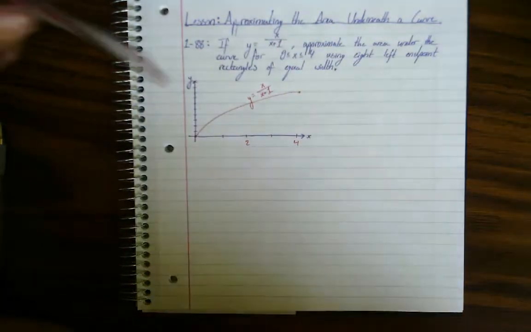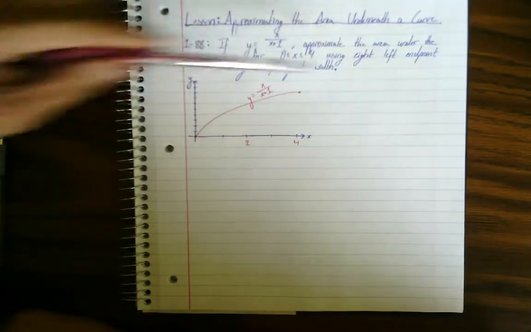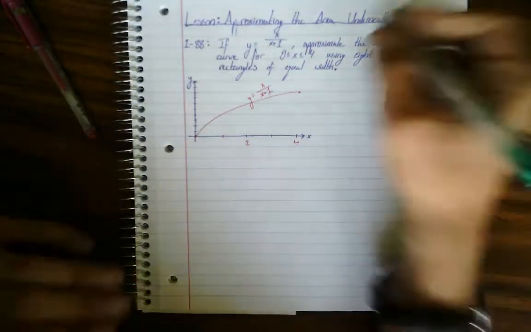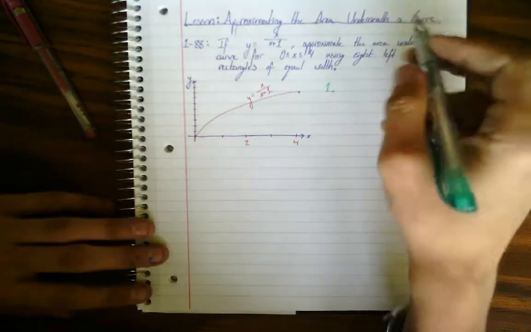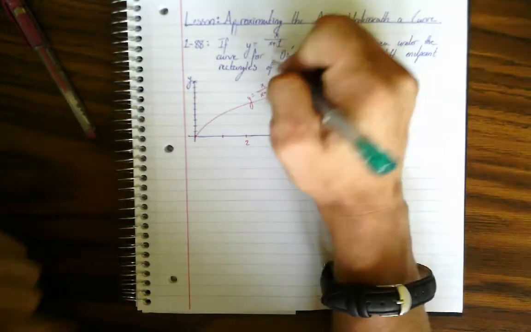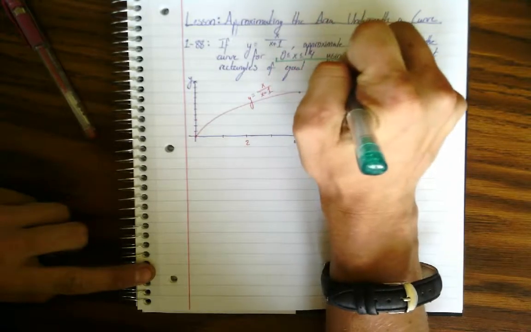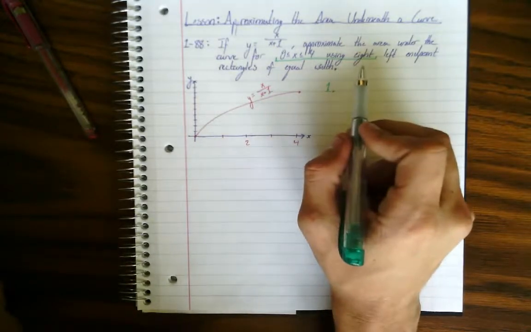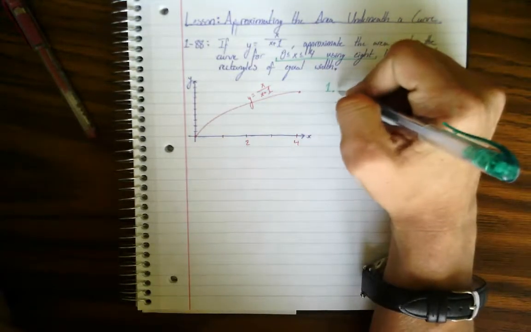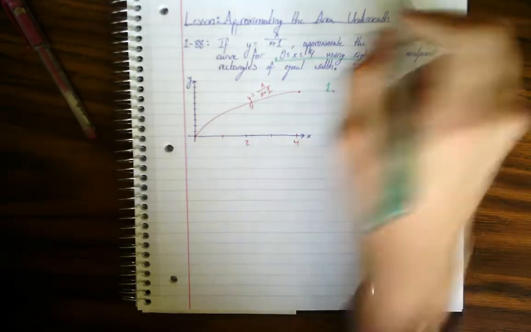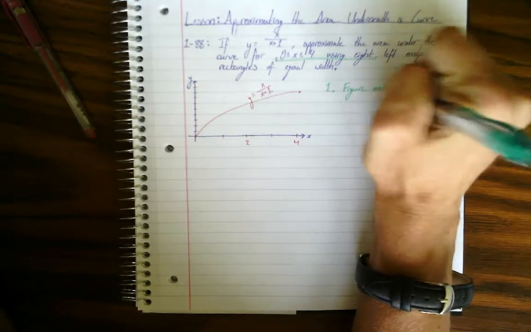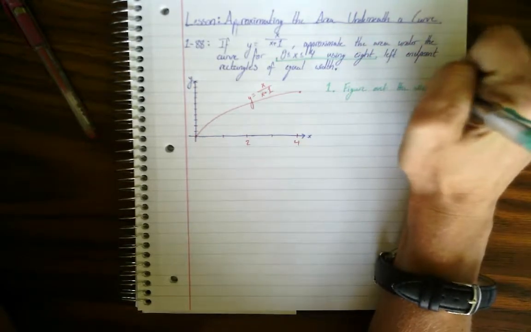So what we want to do is figure out how to stick 8 rectangles underneath this curve. So the first thing we need to do is split up 0 to 4 on our x-axis into 8 equal spacings. We need to figure out the interval, figure out the width of each rectangle.